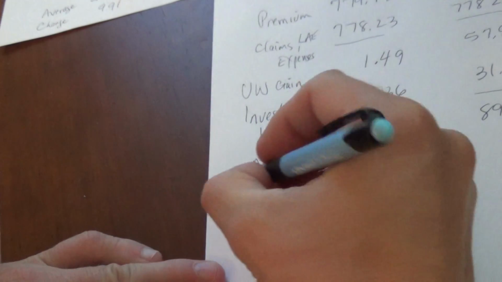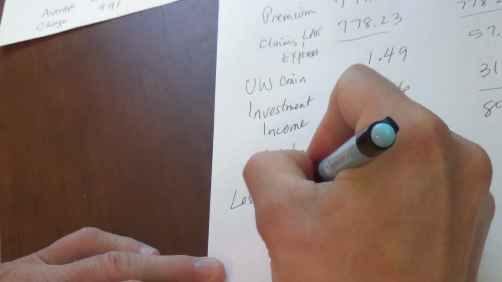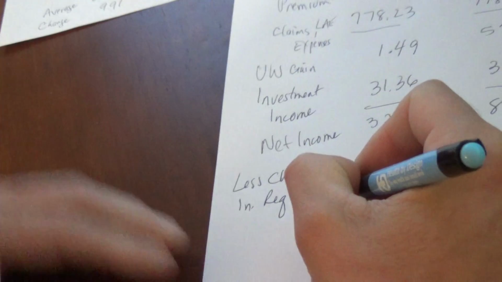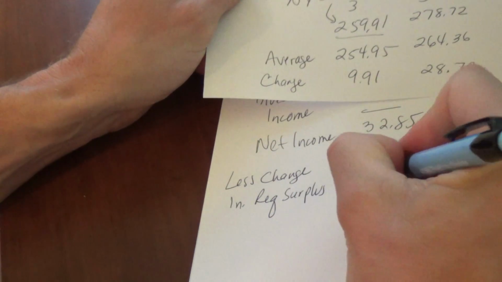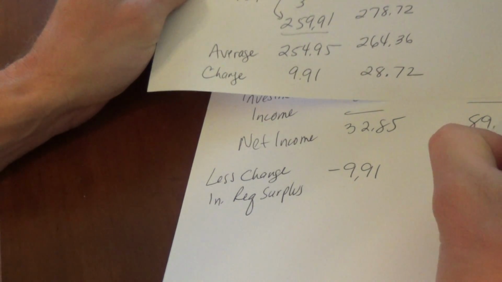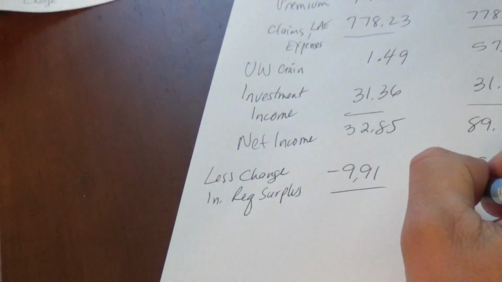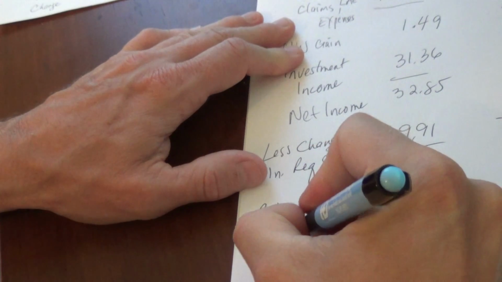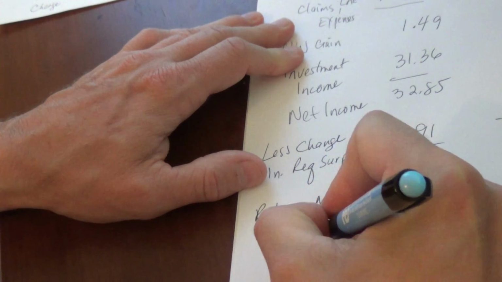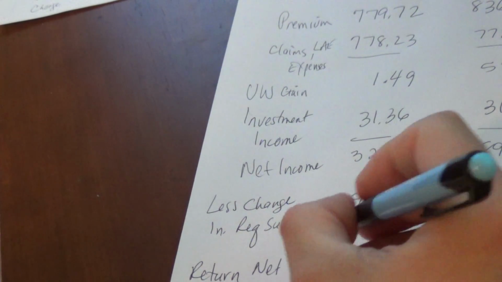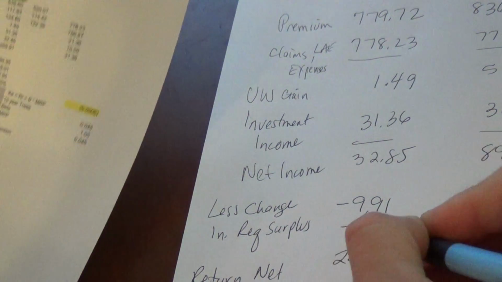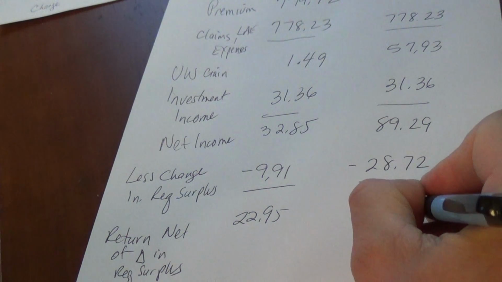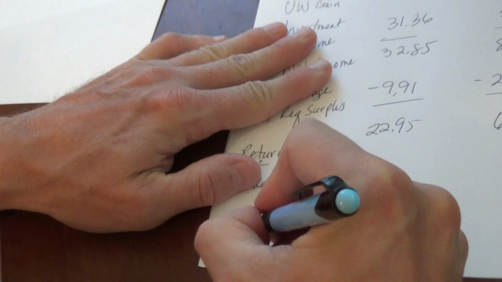And then what we do is take less the change in required surplus. And we're back up here. That's 9.91 for the lower premium and 28.72. So that gives us a return net of change in required surplus. And so in this case, it is 22.95 for the lower premium, and for the higher premium, it is 60.57. And the very last thing we do is we get our ROE.